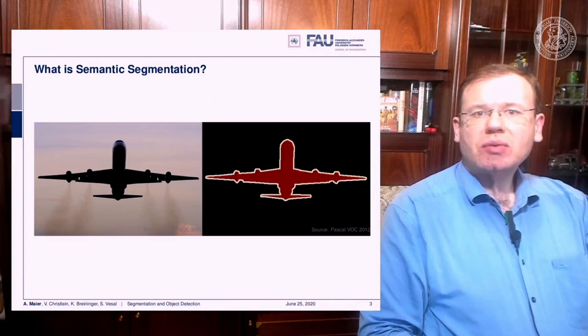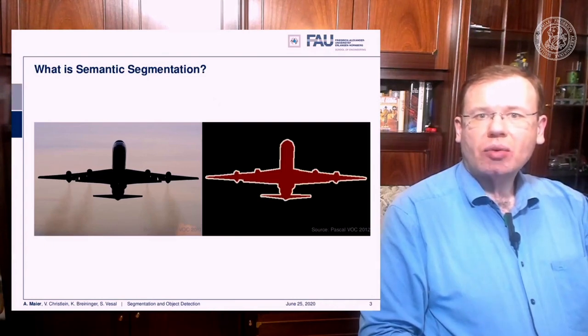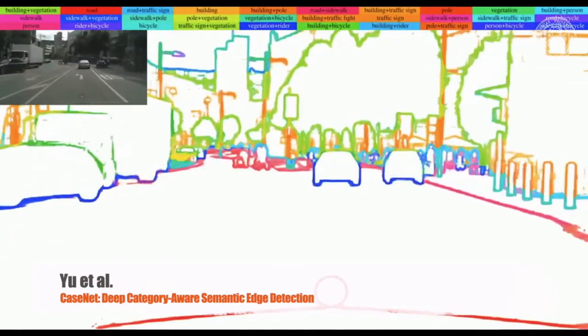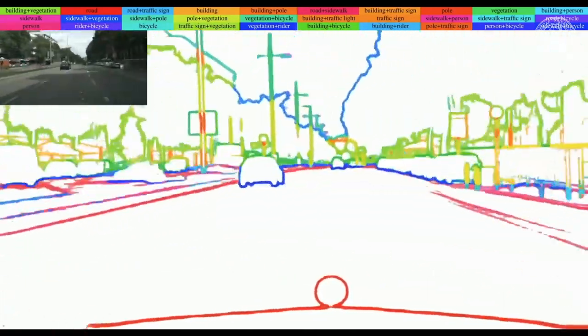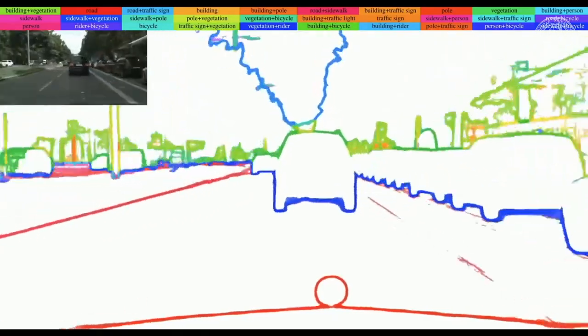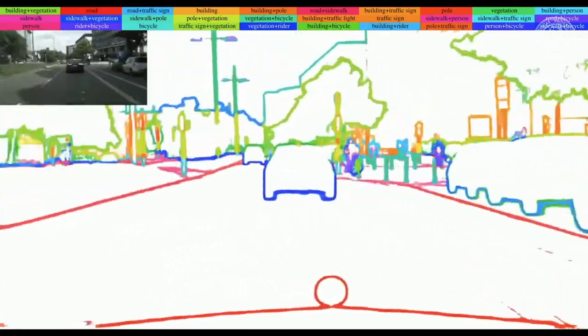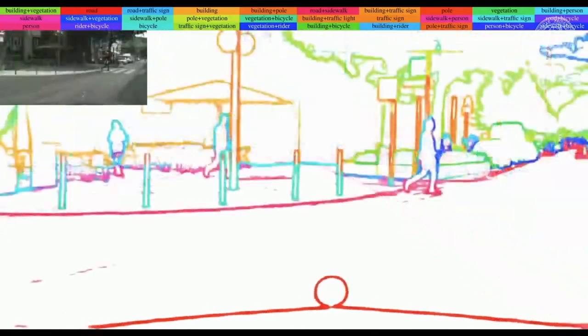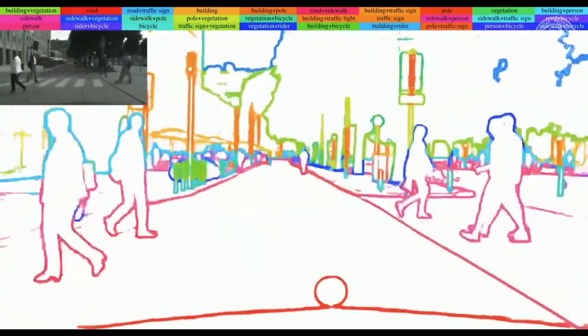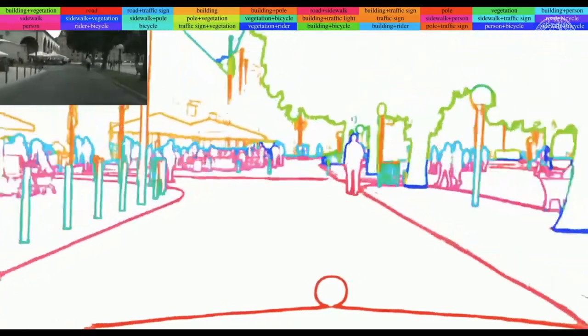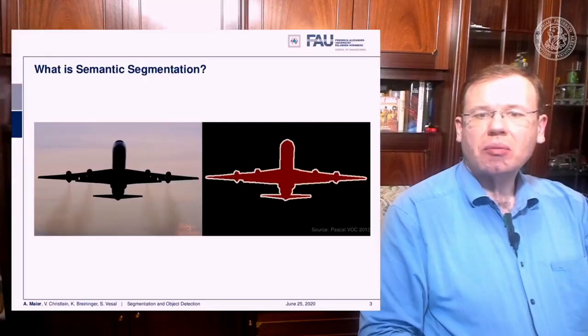So the idea in images would be that we want to make out of the left-hand image the right-hand image. And you can see already that we find the region that is identified by the airplane here, and we find the boundary. Of course, this is a more simple task here.